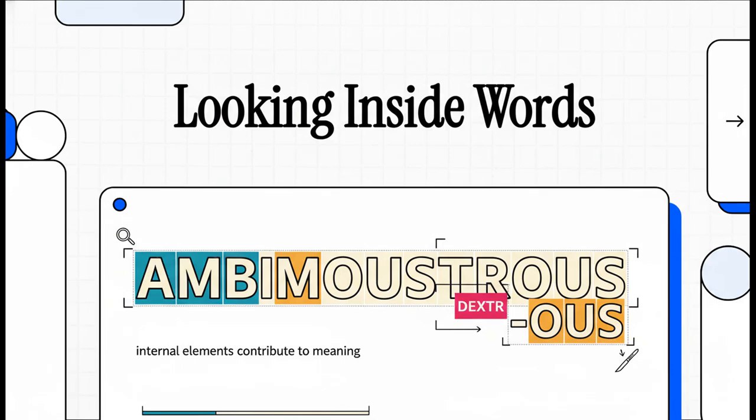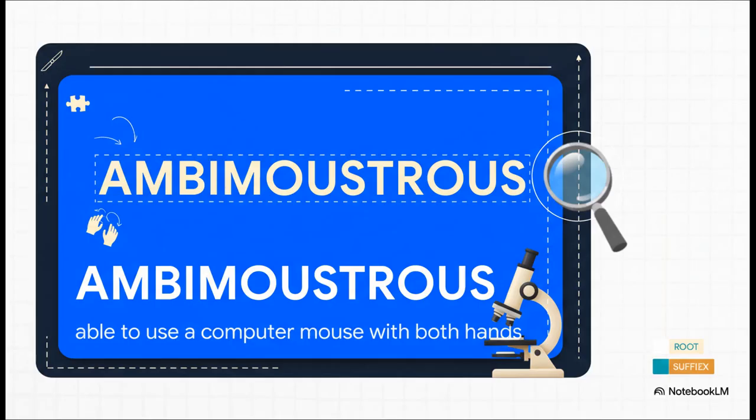All right, today we're doing something a little different. We're going to put language under a microscope. We're not just going to look at words, we're going to look inside of them to see the hidden architecture that really makes them tick. Okay, let's start with our first specimen, right here on the lab table, ambimoustress.